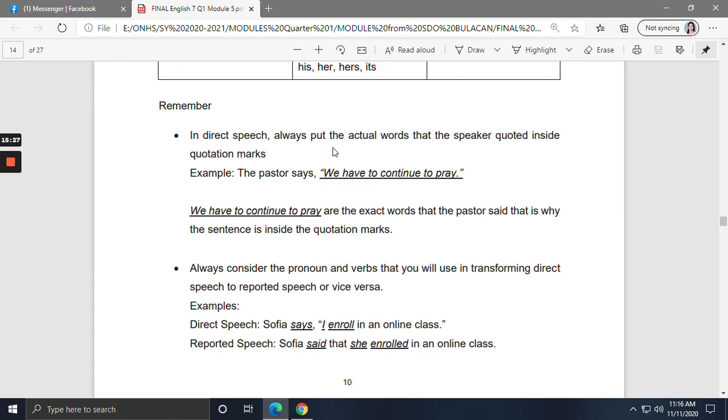Remember, in direct speech, always put the actual words that the speaker quoted inside the quotation marks. So this is the actual word that the pastor said. So we have to continue to pray are the exact words that the pastor said. That is why the sentence is inside the quotation marks. No, always consider the pronoun and verb when you will use in transforming direct speech to reported speech or vice versa.